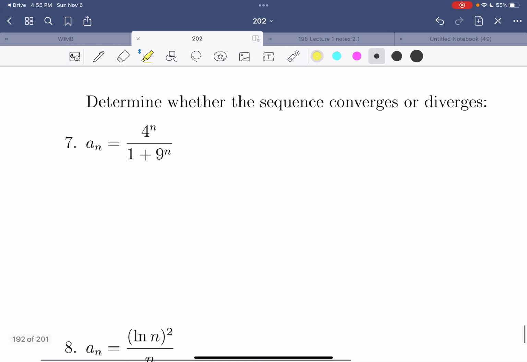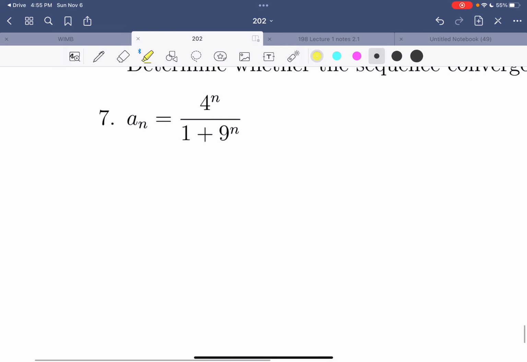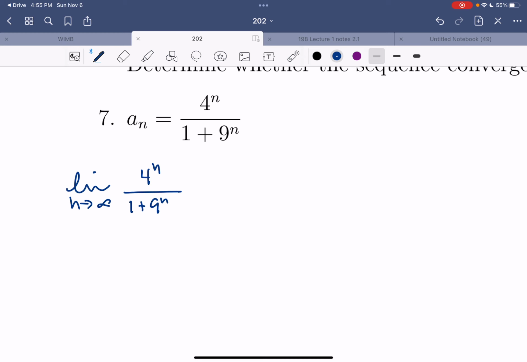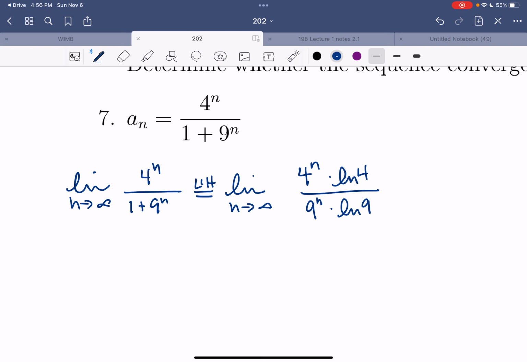Okay. Here we go. Here's some more. Determine whether the sequence converges or diverges. Okay, so this one, again, I'm going to take a look at the limit. The limit as n goes to infinity of 4 to the n over 1 plus 9 to the n. This, of course, is infinity over infinity. So I'm going to take a look at L'Hopital's rule. By L'Hopital's rule, the derivative of a to the n is a to the n times the natural log of a, so times the natural log of 4. On the bottom, the 1 doesn't have any derivative, or its derivative is 0, and then we get 9 to the n times the natural log of 9.